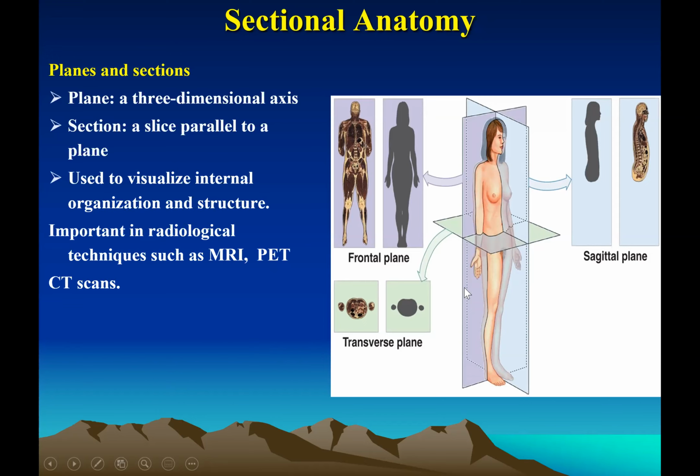The frontal plane or coronal plane will divide the body into a front half and a back half. A cross-sectional or transverse plane will cut the body into a top and a bottom. A sagittal plane will divide the body into a left side and a right side. So these are the three main planes.